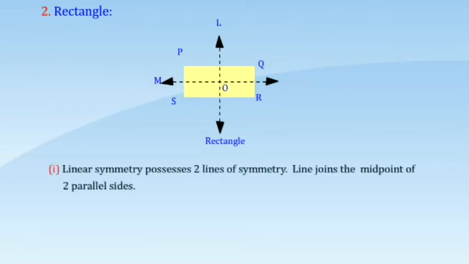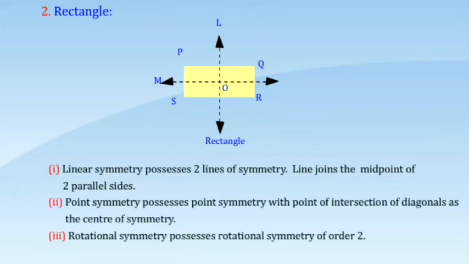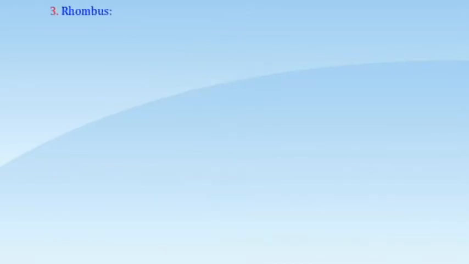Rectangle. Linear symmetry possesses two lines of symmetry. Line joins the midpoint of two parallel sides. Point symmetry possesses point symmetry with point of intersection of diagonals as the center of symmetry. Rotational symmetry possesses rotational symmetry of order 2.